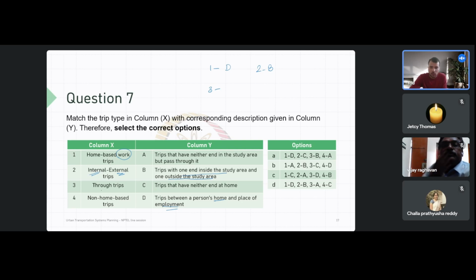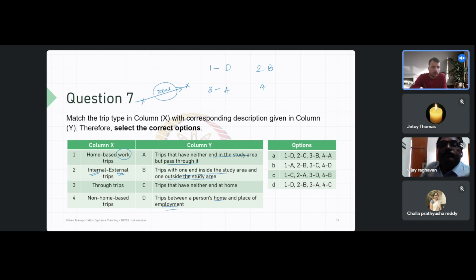Finally, we have 3. Through trips means we have the zone, and the trip will simply pass through the zone. It will neither start in the zone nor end in the zone. So trips that have neither end in the study area but pass through it. That will be through trip. So 3 will go with A.